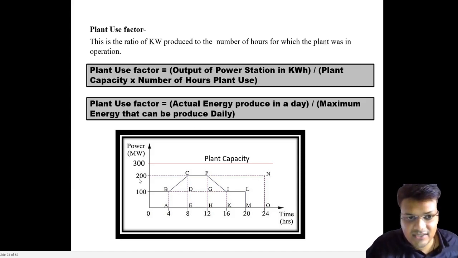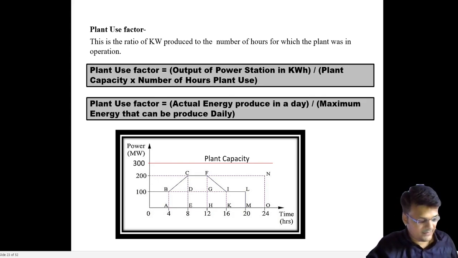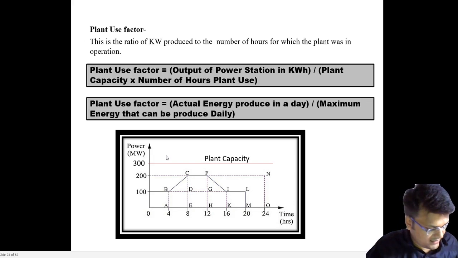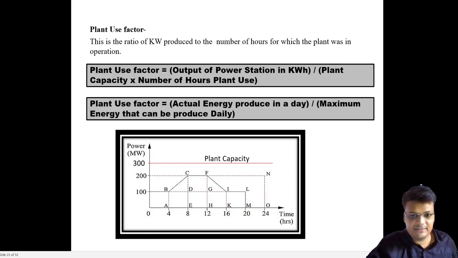So you can calculate either in megawatt or kilowatt. So what is the output of power? We will simply calculate in megawatt hour divided by the plant capacity. If you calculate in megawatt, that is 300 megawatt. If you calculate in kilowatt, then you have to multiply by 1000 into the number of hours the plant is used, that is 20. So we will divide by 20, and we will simply get the answer. I think most of the people are getting 0.466. It will be the correct answer.